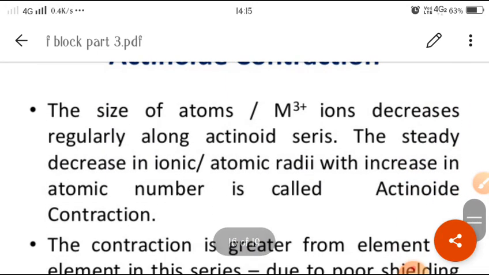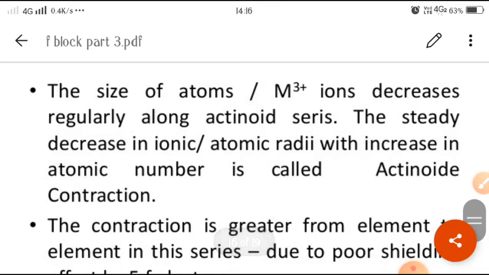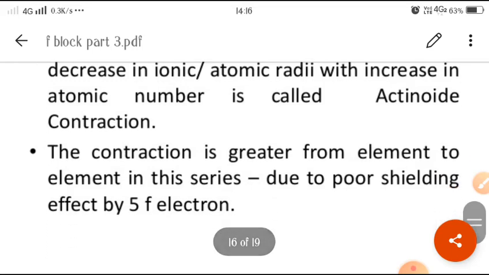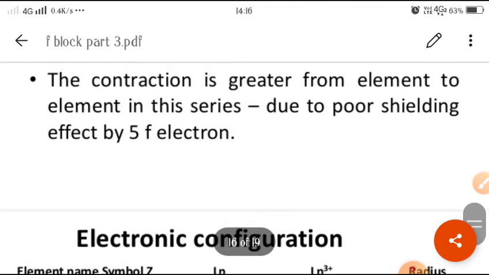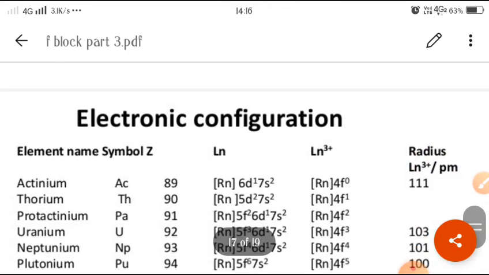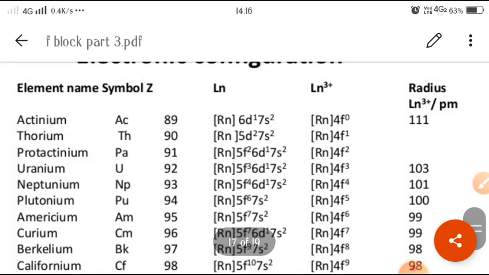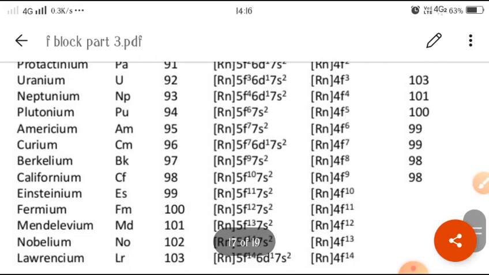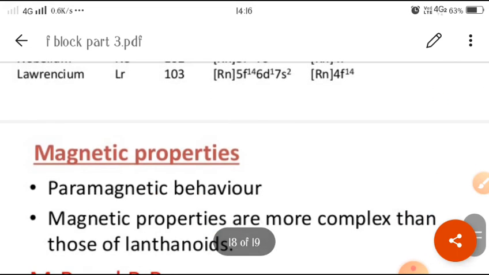So the size of atoms or M3+ ion decreases along the actinoid series, and this steady decrease in ionic or atomic radii with increase in atomic number is called actinoid contraction, and it is because of the poor shielding effect of 5f electrons. And the electronic configuration is 5f 1 to 14, 6d 1 or 0, 7s 1 to 2. So these are the elements.